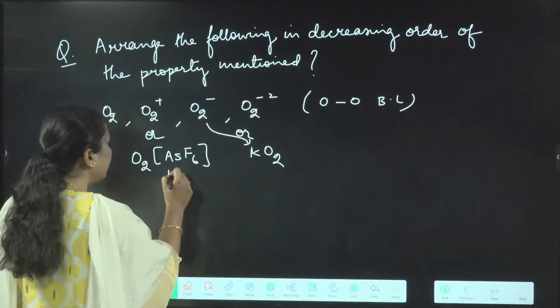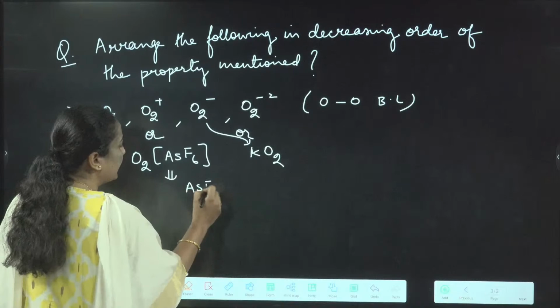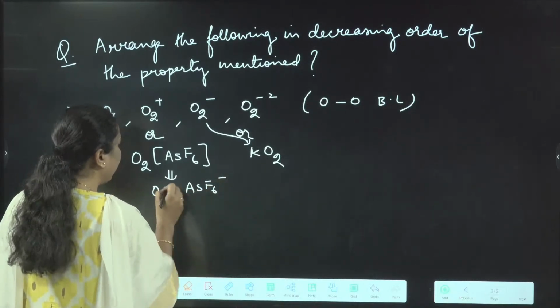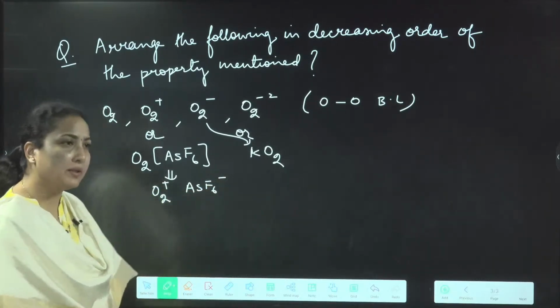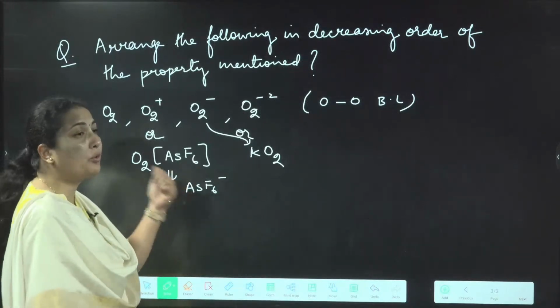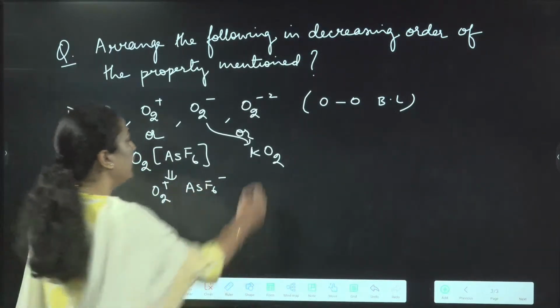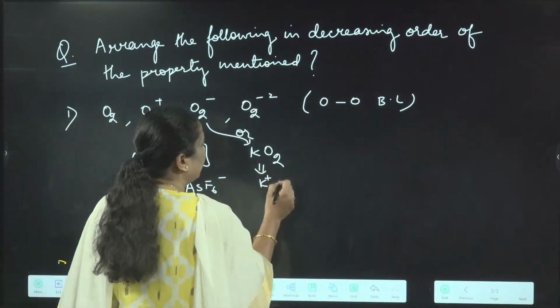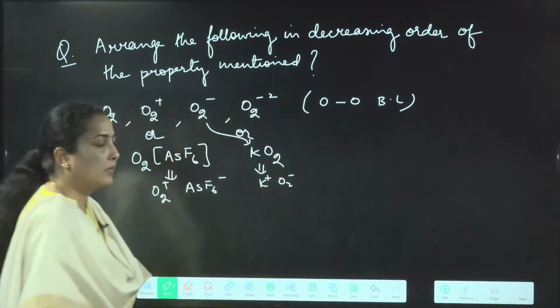Now the thing is, this means what? It is AsF6 minus. So definitely for electrical neutrality, it has to be O2 plus. So the examiner can also give you like this. Okay. Here you know that it is K plus and O2 minus. Getting it?